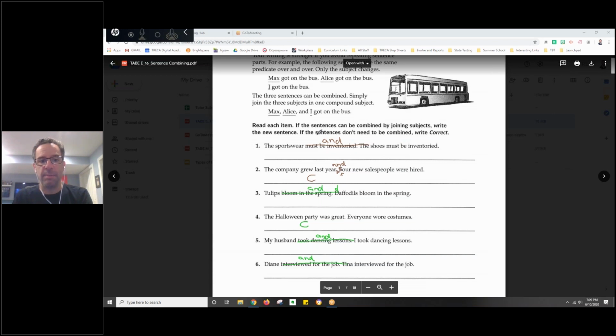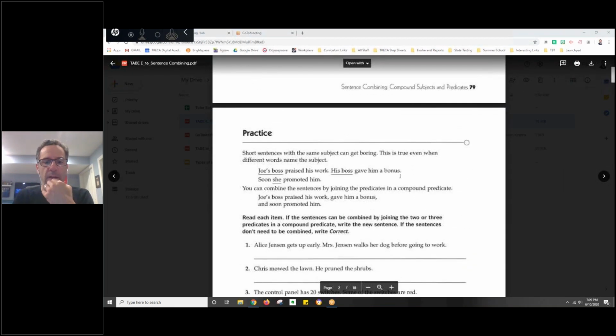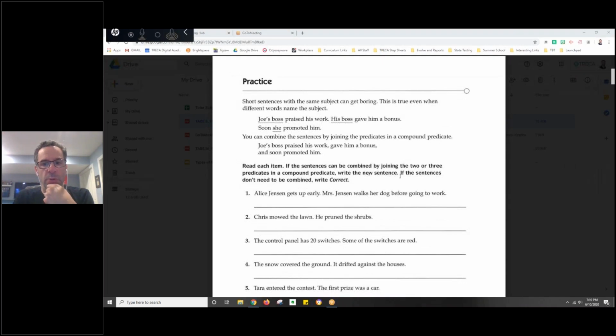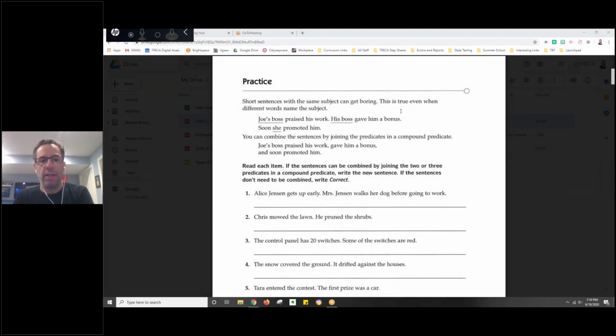But again, the idea behind this page is to see if you can combine sentences. Remember that the title of our page here is Sentence Combining: Compound Subjects and Predicates. So we were just looking at compound subjects right now. Okay, so we're doing practice here. It says short sentences with the same subject can get boring. This is true even when different words name the subject.